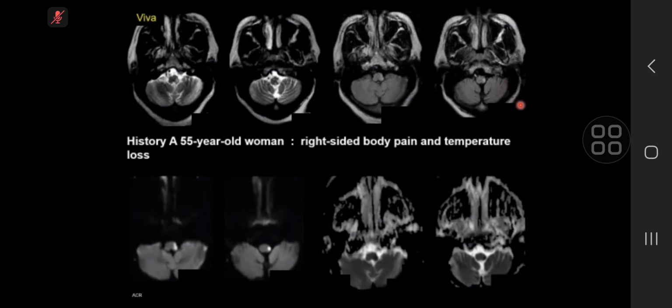Okay, so there's abnormal high signal in the left side of the medulla, and there's corresponding restricted diffusion in the left lateral medulla. So this is in keeping with lateral medullary syndrome. Right. Now, in this case, again, please remember, I have shown you a case of cavernoma of the medulla.